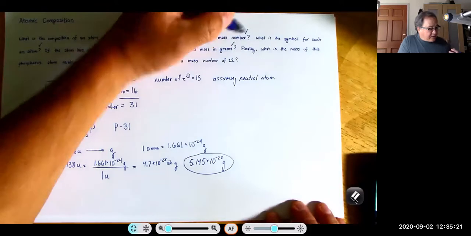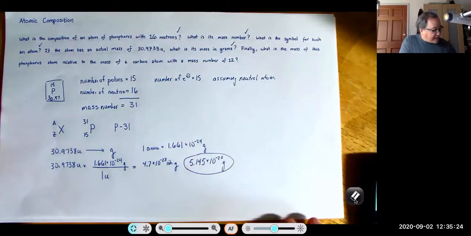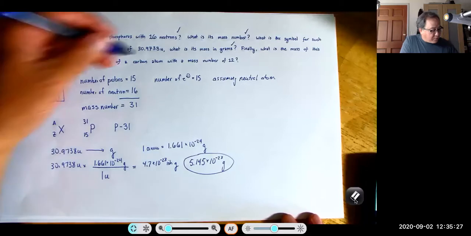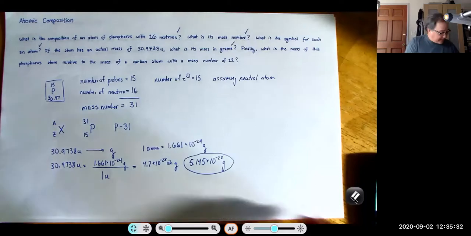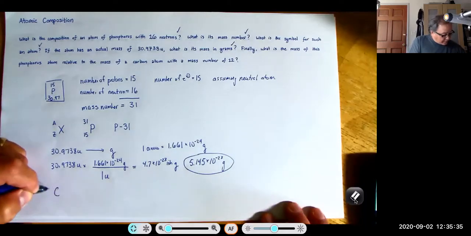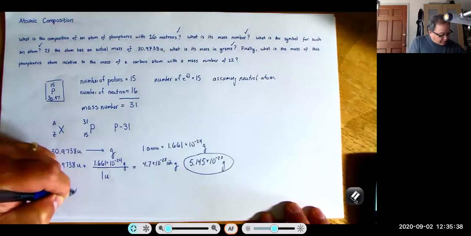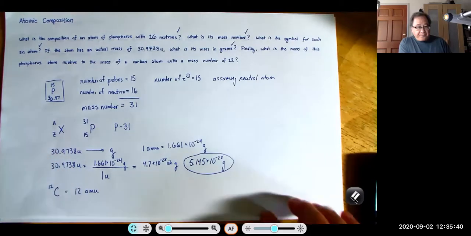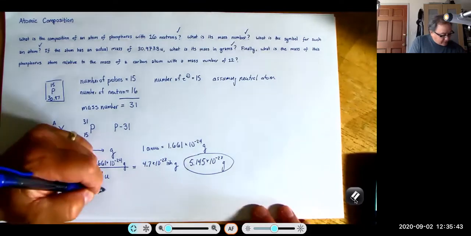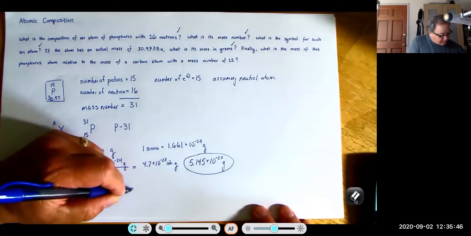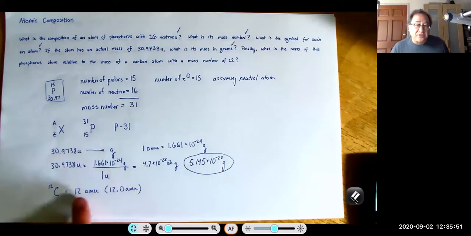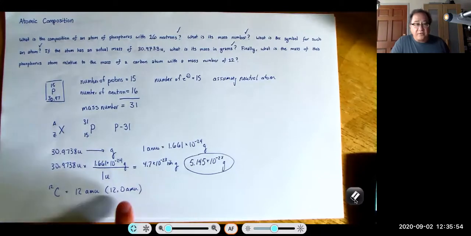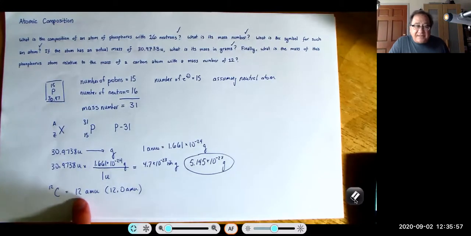And then finally, what is the mass of the phosphorus atom relative to the mass of a carbon atom with a mass of 12? Well, here's what we would do for the carbon atom. We can answer it two ways. The carbon atom with 12 would have a mass of 12 AMU, right? And actually, we would say 12.0 AMU because we know that every nucleon weighs 1.00. 1.00 has 3 sig figs times 12, and you get 12.0. This is exact because it's counted. It's based on that, okay?